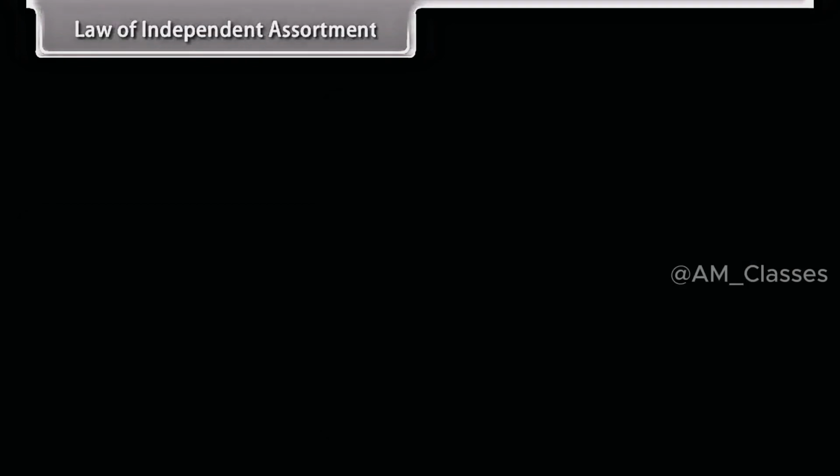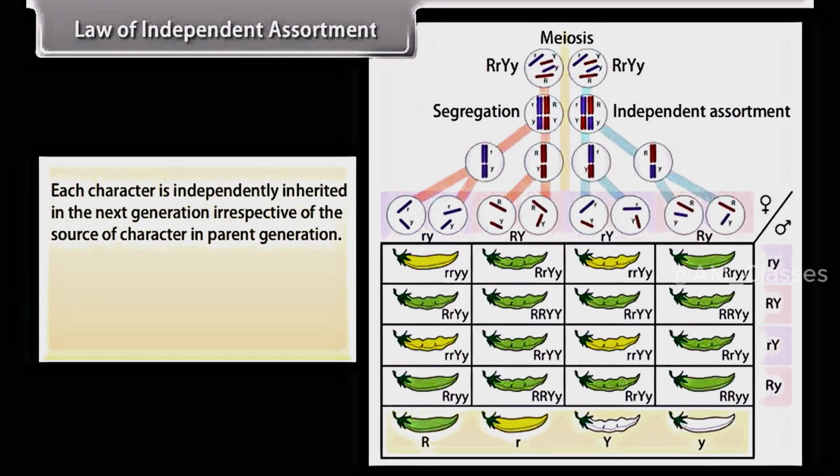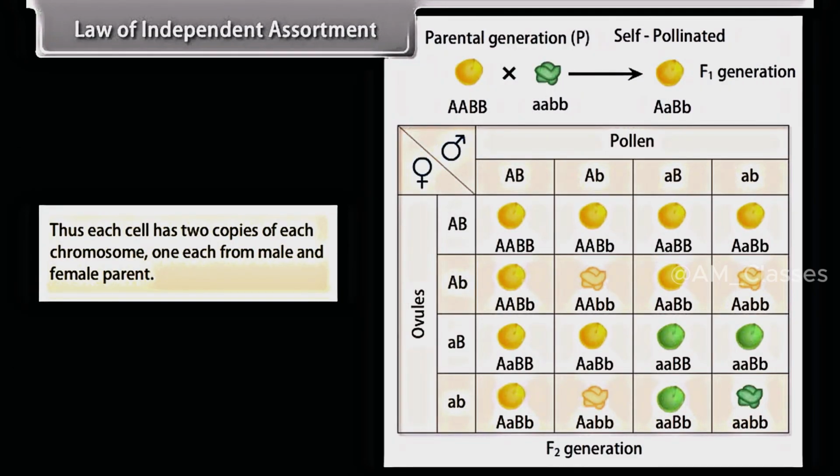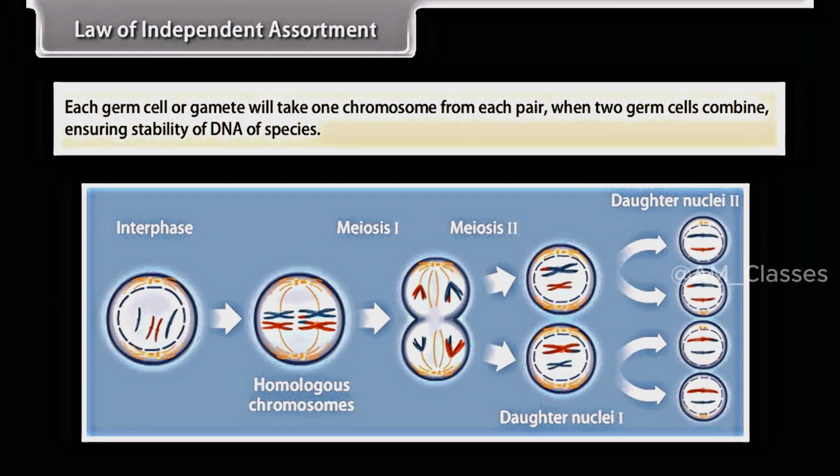Law of independent assortment. Each character is independently inherited in the next generation irrespective of the source of the character in the parent generation. Each gene set is present not as a single thread of DNA but as independent pieces called chromosomes. Thus each cell has 2 copies of each chromosome, one each from the male and female parent. Each germ cell or gamete will take 1 chromosome from each pair, and when 2 germ cells combine, this ensures stability of the DNA of the species.